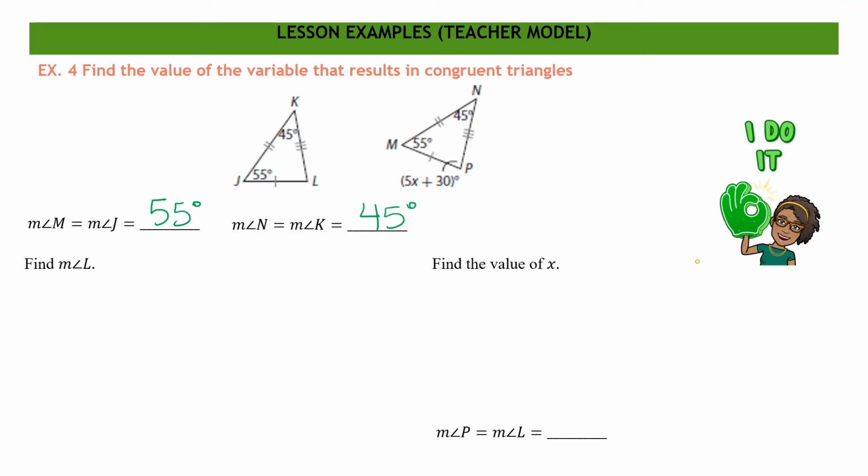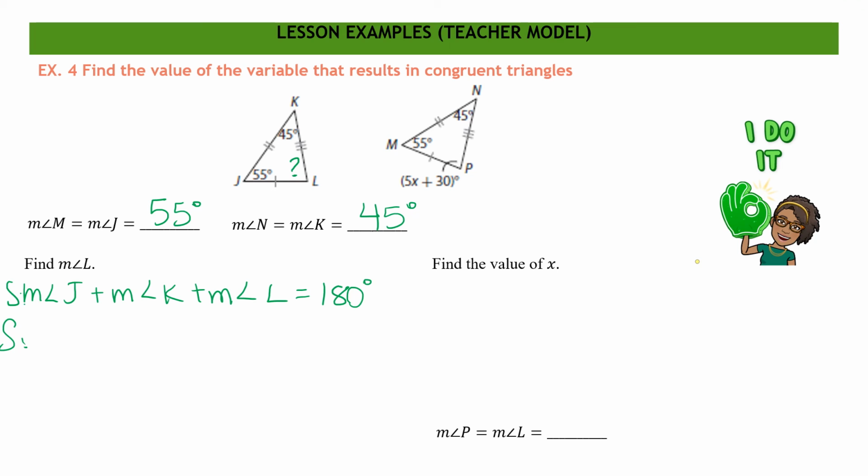Right? But to find angle L, if I'm trying to find this missing angle here, remember if I have 2 angles in a triangle and I'm trying to find that third angle, we know that all the angles, so that means the measure of angle J plus the measure of angle K plus the measure of angle L, all of these angles equal 180 degrees. And that is my setup, ladies and gentlemen.